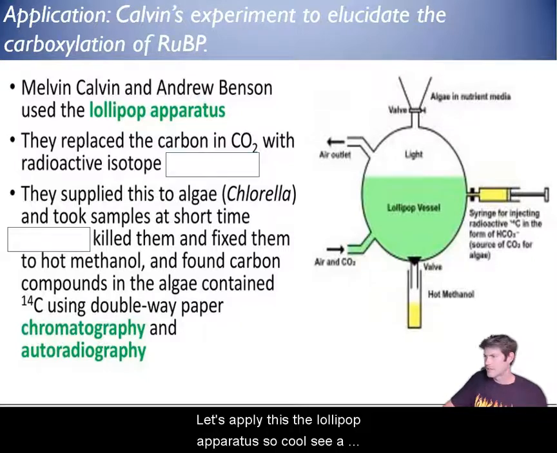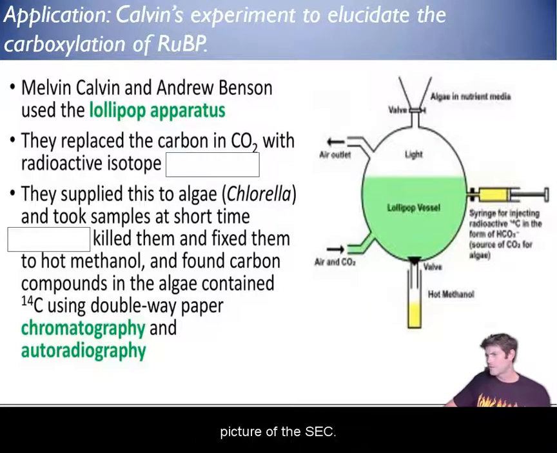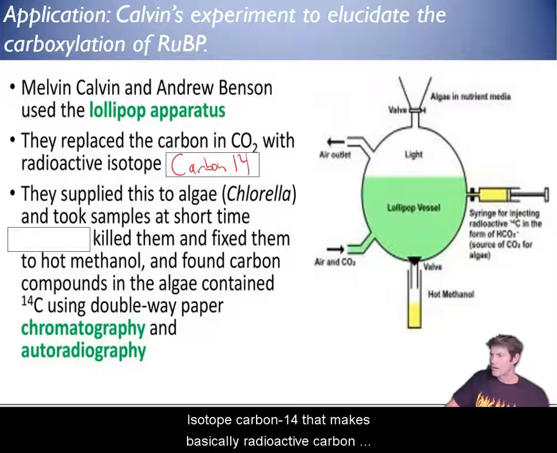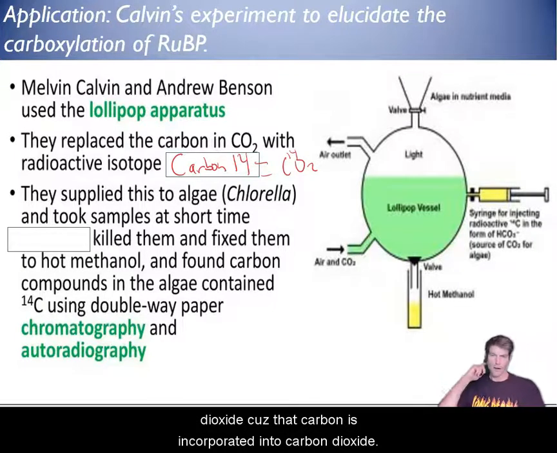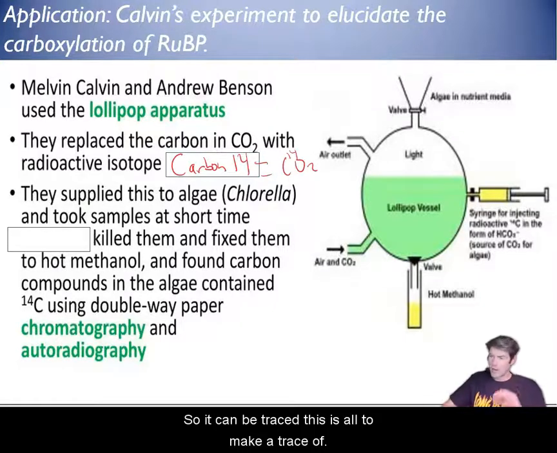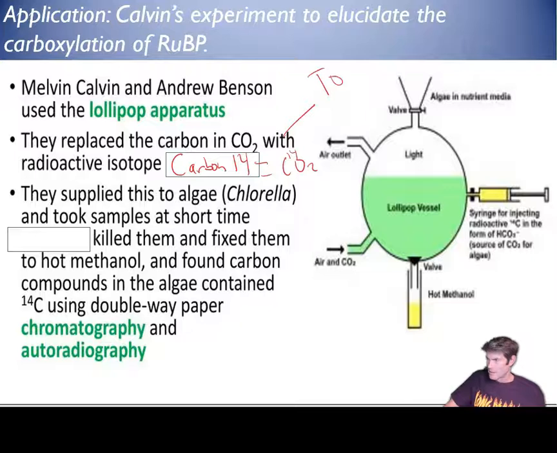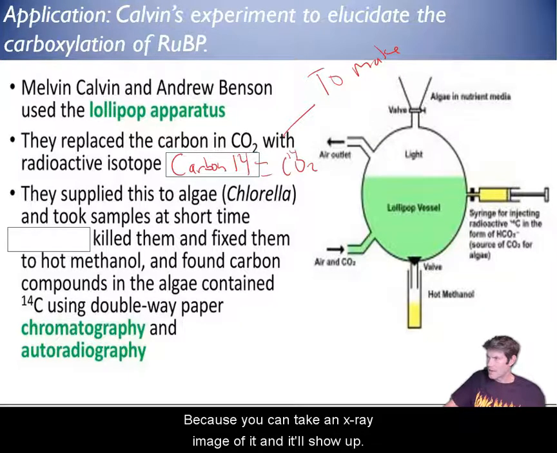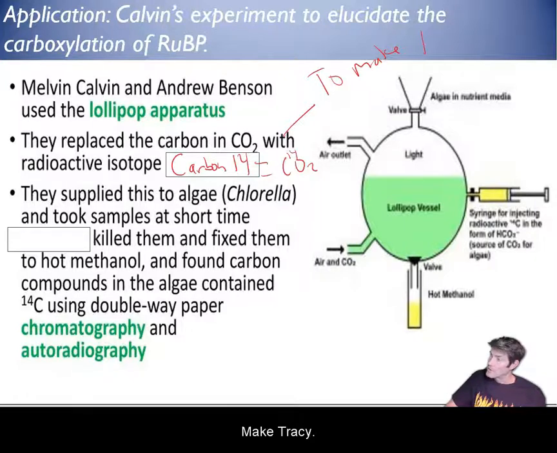And here, let's apply this. The lollipop apparatus. So cool. We'll see a picture of it in a second. Remember, it uses that radioactive isotope carbon-14, and that makes basically radioactive carbon dioxide, because that carbon is incorporated into the carbon dioxide, so it can be traced. This is all to make it traceable, because you can take an X-ray image of it and it'll show up. And we'll see that in a second.